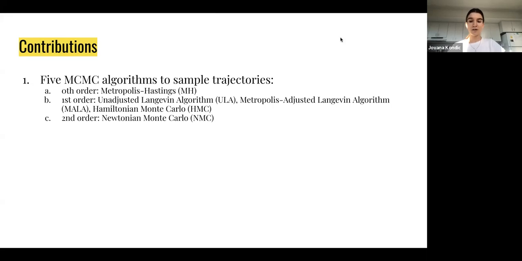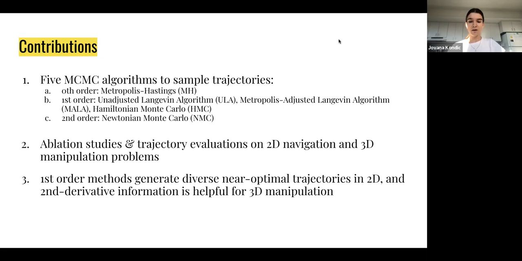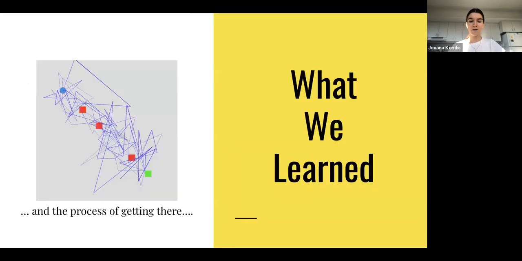We evaluate the trajectories and perform ablation studies on 2D navigation and 3D manipulation problems. We show that 0th and 1st order methods prove as sufficient for 2D problems, and that solving 3D manipulation tasks benefits from 2nd order derivatives. Finally, we suggest that our MCMC motion planners may be a helpful way for robots to model humans. Next, we discuss what we learned and our process of getting there.